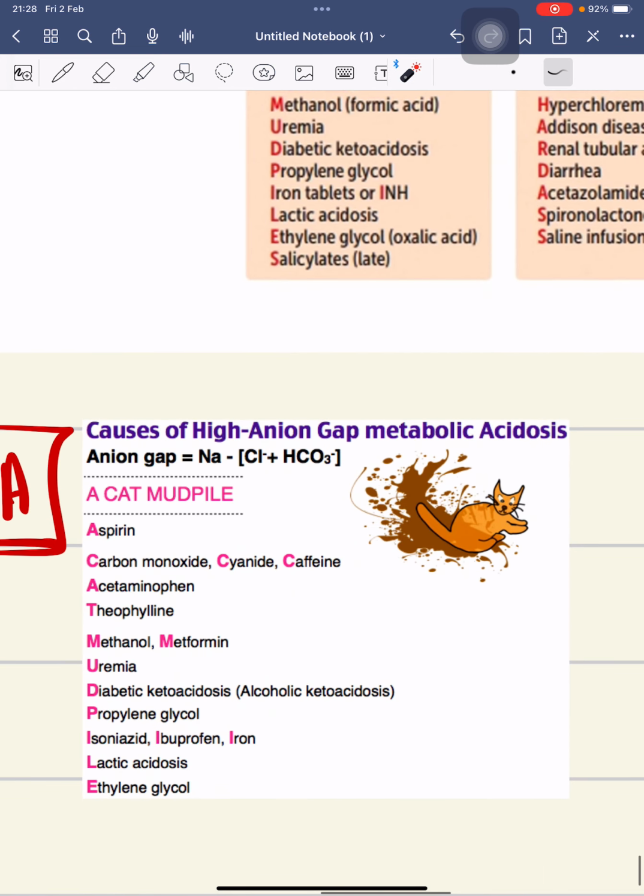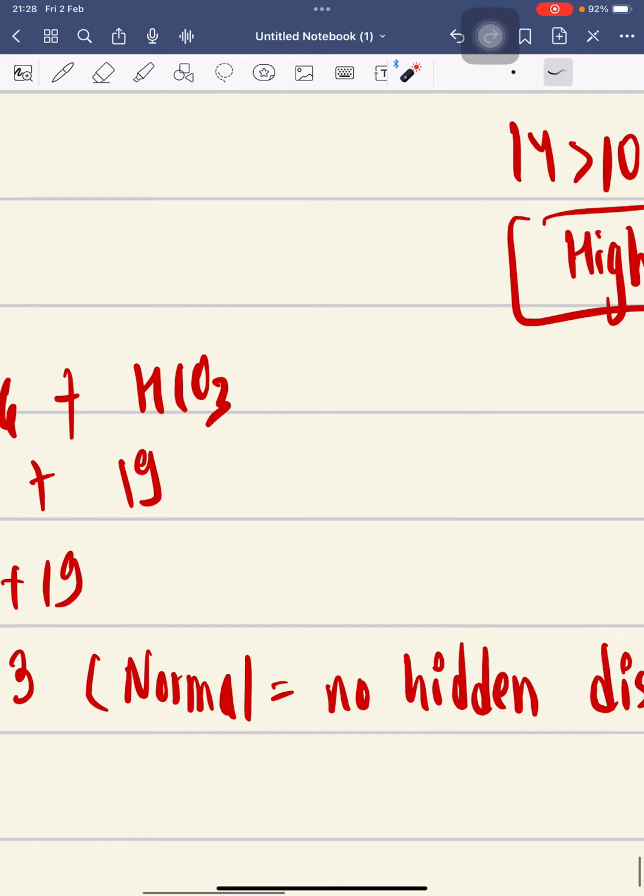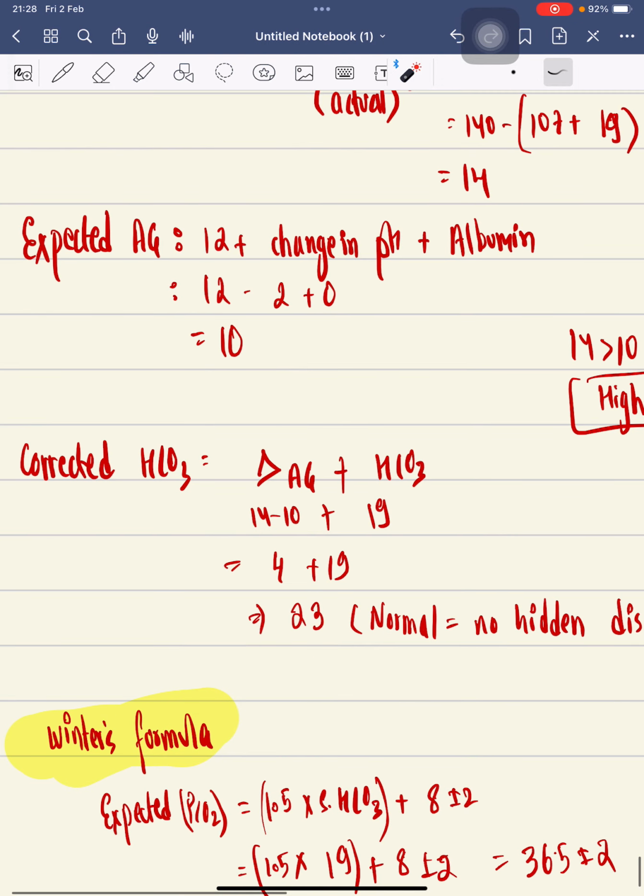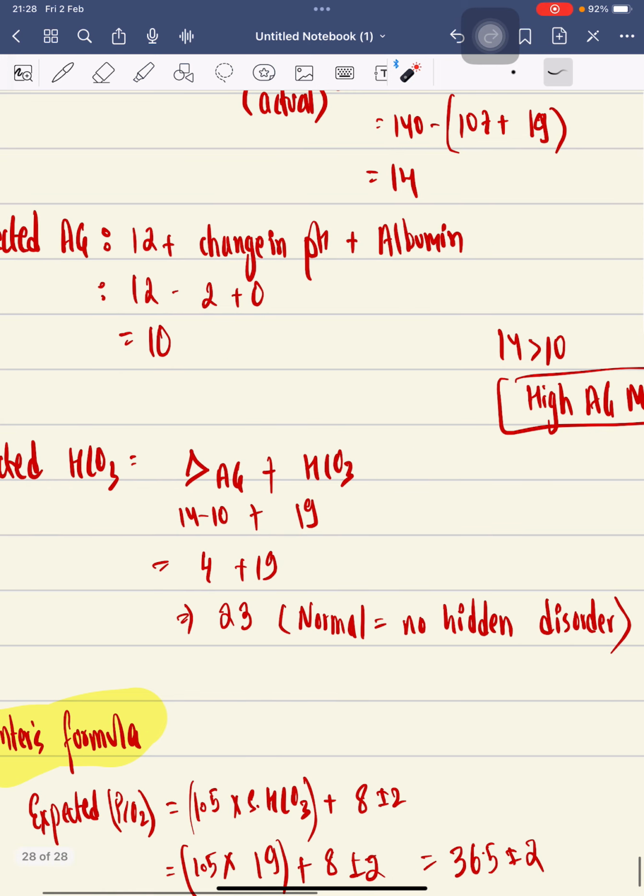We can see some causes of HAGMA. It is called CAT MUDPILES: aspirin, carbon monoxide, cyanide, caffeine, acetaminophen, theophylline, methanol, metformin, uremia, diabetic ketoacidosis, propylene glycol, isoniazid, ibuprofen, iron, lactic acidosis or ethylene glycol. After this, we have to see the corrected bicarbonate level as well, as in some cases there might be some hidden disorders.